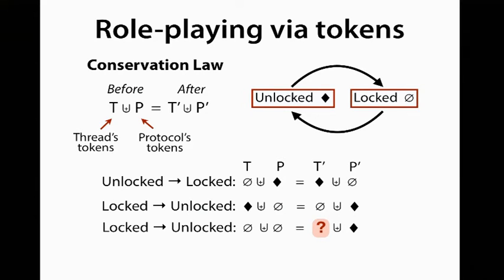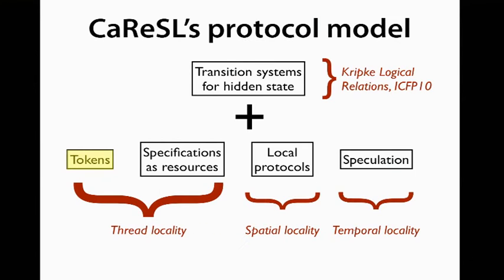Okay, so that's just a relatively simple extension to the basic transition system model. And again, the point is, all threads share a central protocol, but threads have different views on it by virtue of the tokens that they own. Clear enough?